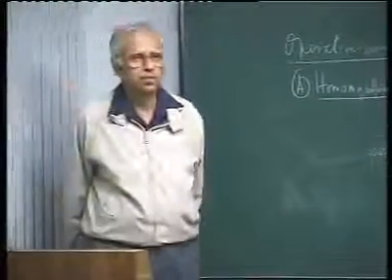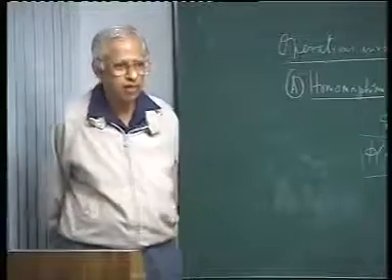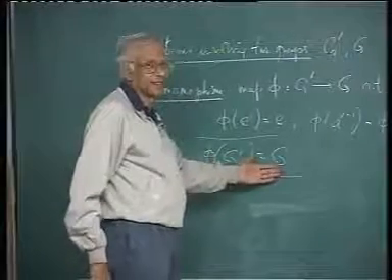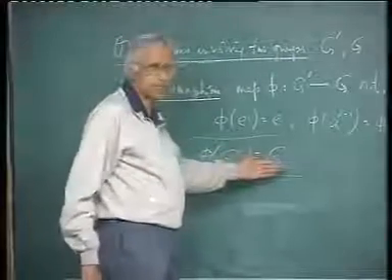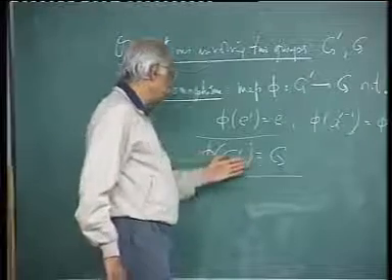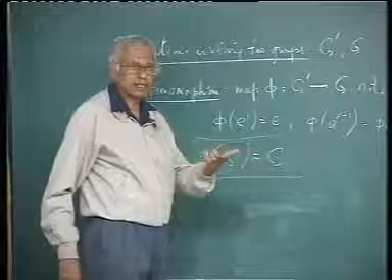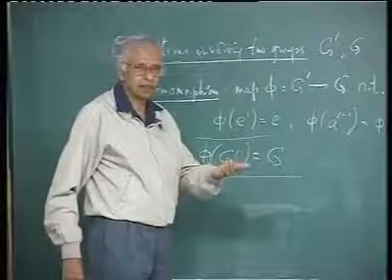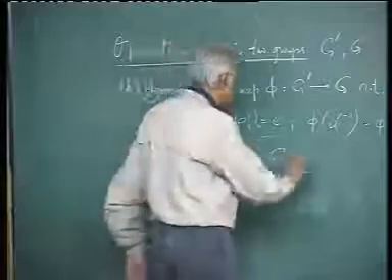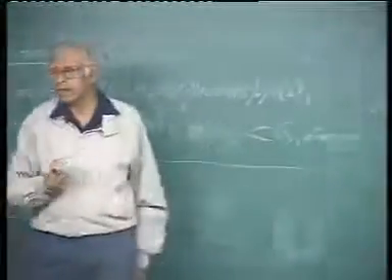Here, if the order of G prime is less than G, then what will happen? Then this cannot be ever satisfied. I am assuming this for simplicity. If this G prime has 10 elements and G has 20 elements, at most phi of G prime can have 10 elements. In fact, it may have less also. I forgot that condition. So this simplifying assumption is made in making that statement.